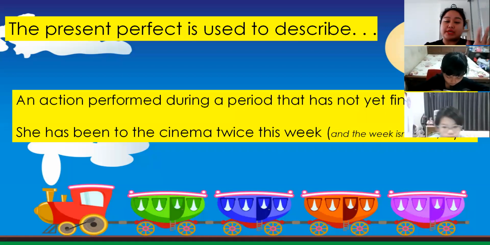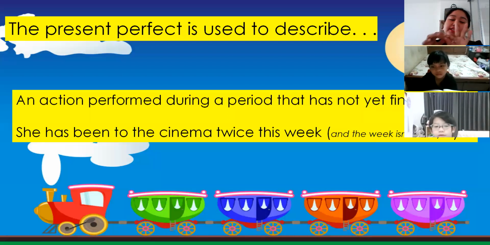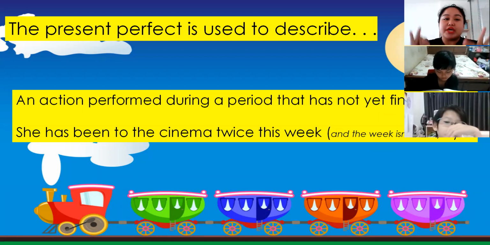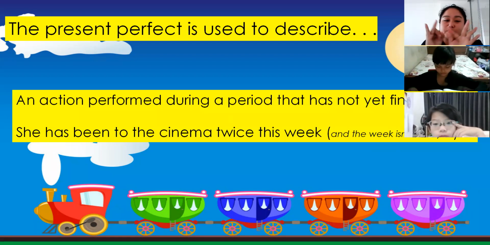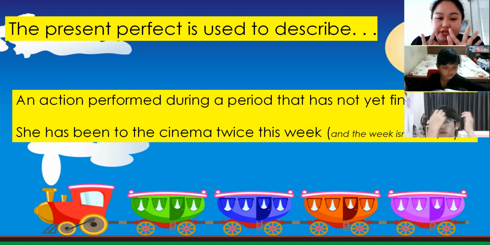For example, in a week, we have 7 days, right? And then she has been to the cinema twice a week. For example, Monday and Tuesday. She went to the cinema Monday and Tuesday, and then we still have Wednesday, Thursday, Friday, Saturday, Sunday. She can go again on any of those days. That is when we use present perfect, if that action is performed during a period that has not yet finished.